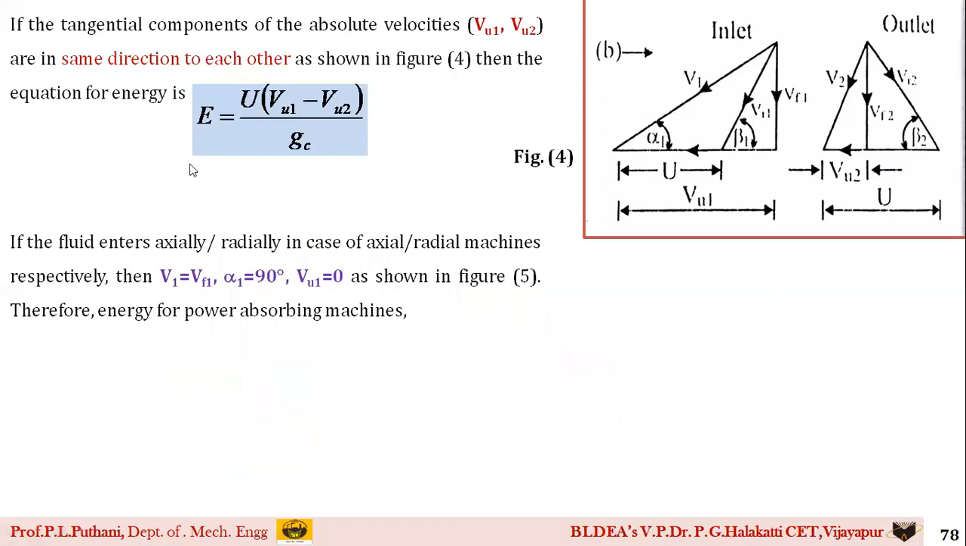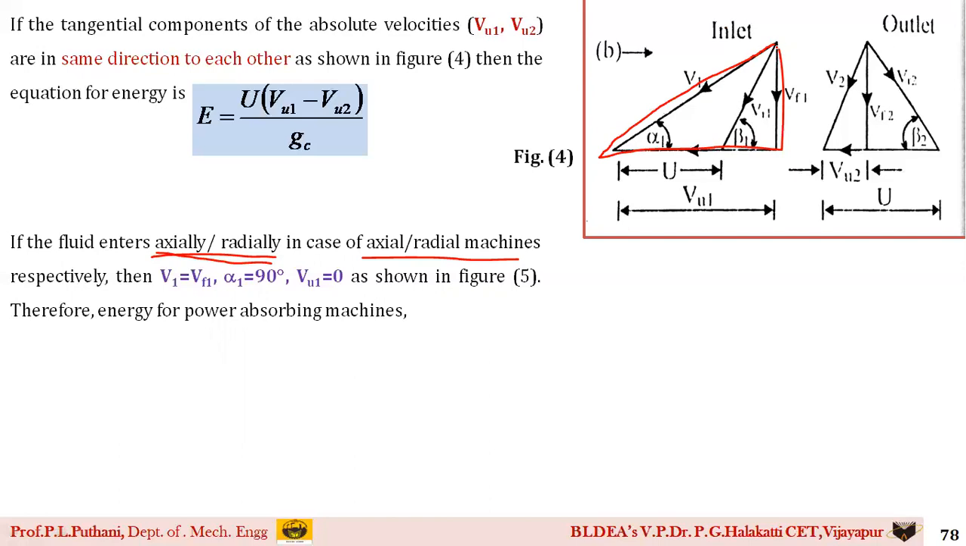Then the next condition: if the fluid enters axially or radially in case of axial or radial machines. Here, please do remember this in mind. Here the condition may be axially or radially. So what it means to say here is the inlet velocity triangle changes its shape when the fluid is entering axially or radially. This is my inlet velocity triangle, which you can see here in this particular picture.